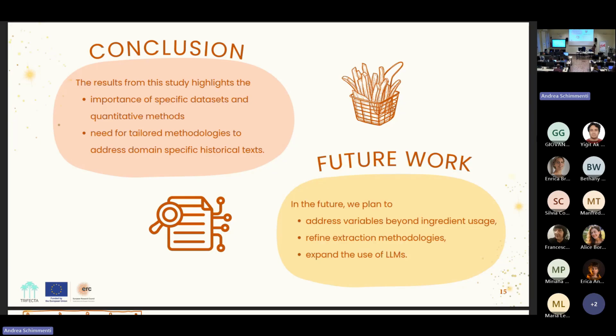Our study, I will say, highlights the importance of specific datasets and the quantitative methods which are necessary for these datasets, and also the need for a tailored methodology, because this is quite a specific use case. This is very domain specific work. So there is a necessity to have much more data which is domain specific. In future, we would love to work more on addressing different variables which are more than ingredient usage patterns, or refine extraction methodologies, and also explore the LLM possibility that we saw while doing this research.